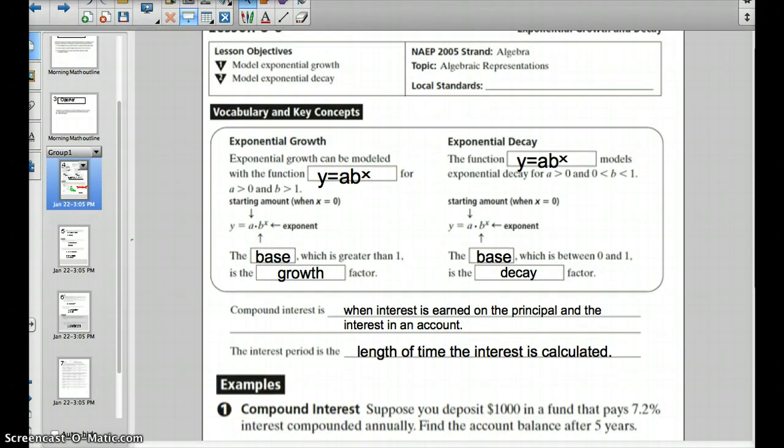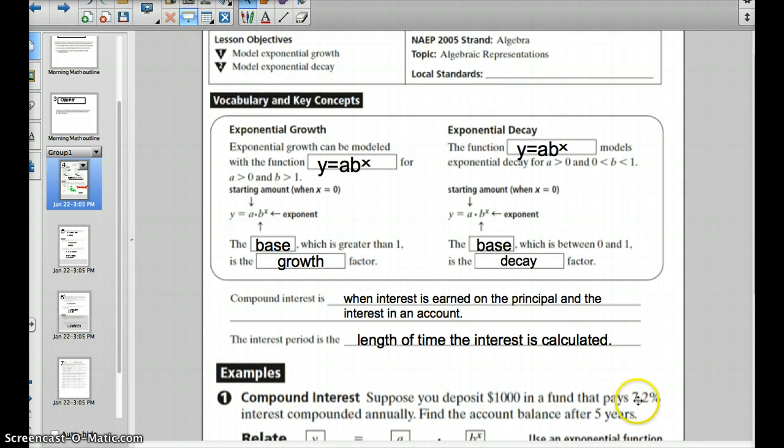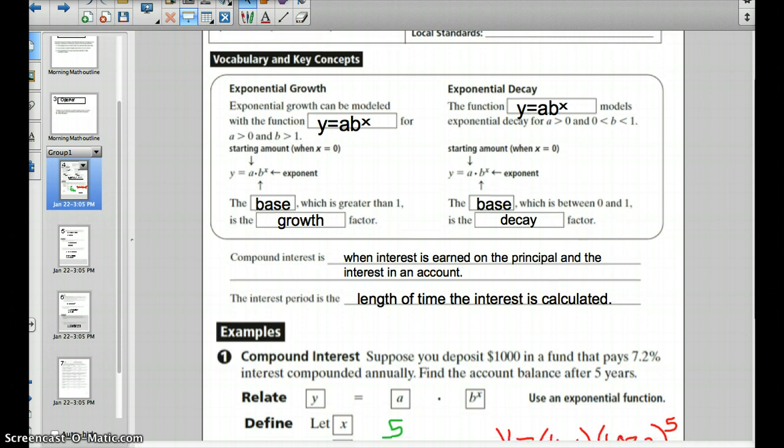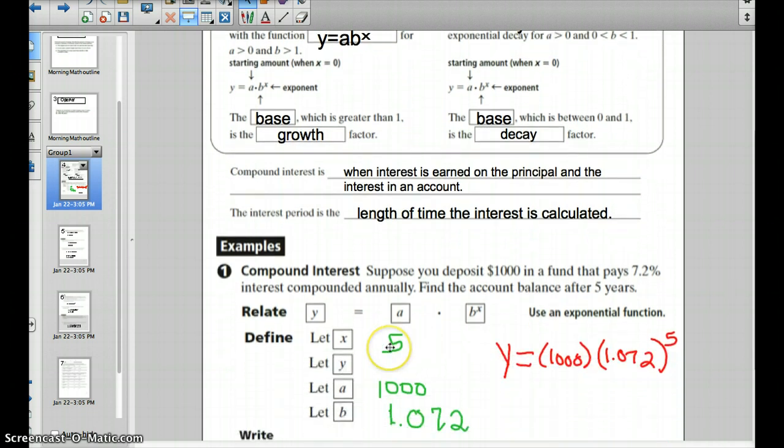So let's suppose that you have $1,000 in a fund, and it pays 7.2% increase compounded annually. So that means each year you're going to get 7.2%, okay? So if you go to your function rule, y equals a times b to the x, x is going to be 5 because that's the number of times that the interest has been compounded. If it's compounded annually, which means yearly, and after 5 years, you would have compounded your interest 5 times, okay? $1,000 is what you're starting with. So A is going to be our 1,000.